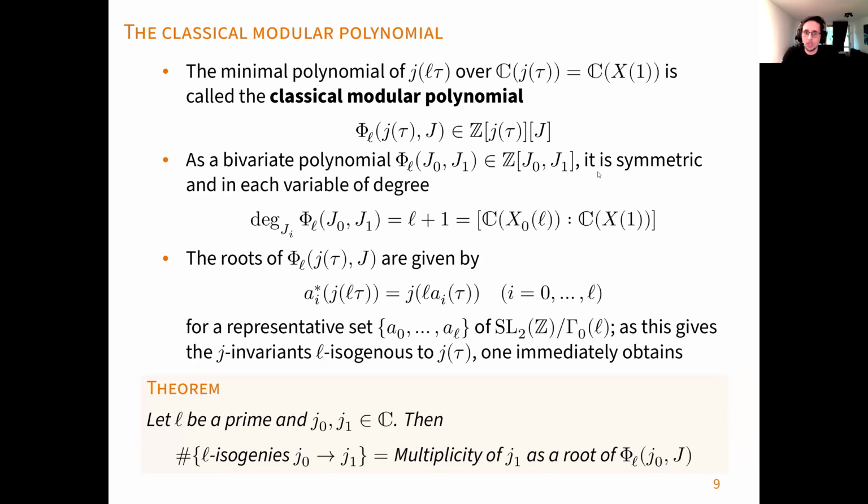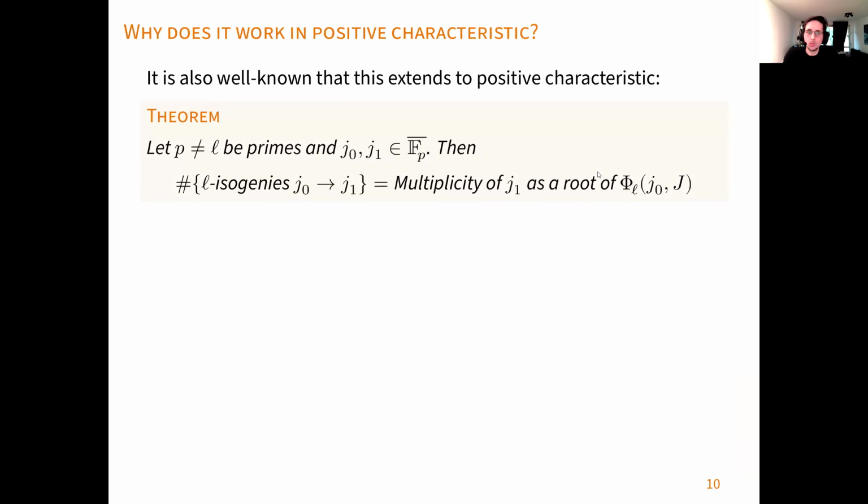So we have this statement over the complex numbers, but of course, in cryptography, we're most interested in finite fields, or at least in positive characteristic. And it is well known that this also extends to positive characteristic. So explicitly, if we instead look at j-invariants over F_p bar, where p is a prime that is not equal to L, then we have the same equality between the number of L-isogenies and the multiplicity of the root j1. But why is this actually true?